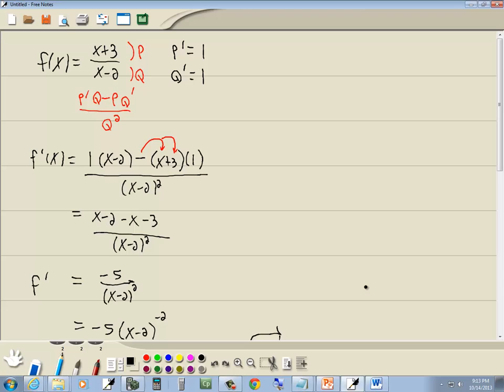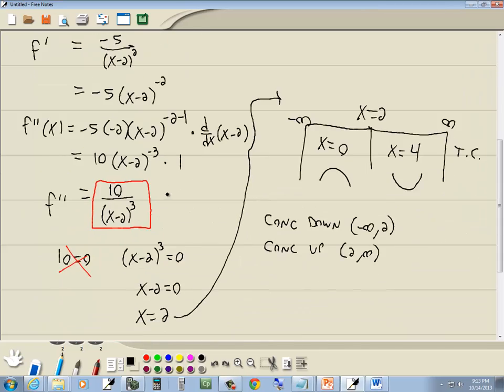Now realize my graph doesn't exist at 2. If I put 2 in for x, my denominator, 2 minus 2, is 0, so that's undefined. But these are open intervals, which means it doesn't include 2, so we're fine there. And these are our answers.